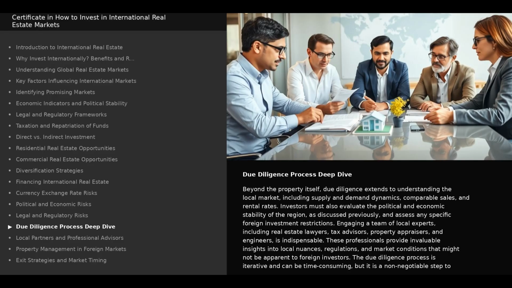Investors must also evaluate the political and economic stability of the region, as discussed previously, and assess any specific foreign investment restrictions. Engaging a team of local experts, including real estate lawyers, tax advisors, property appraisers, and engineers, is indispensable. These professionals provide invaluable insights into local nuances, regulations, and market conditions that might not be apparent to foreign investors. The due diligence process is iterative and can be time-consuming, but it is a non-negotiable step to validate the investment thesis and protect capital. It is the investor's primary defense against unforeseen problems.